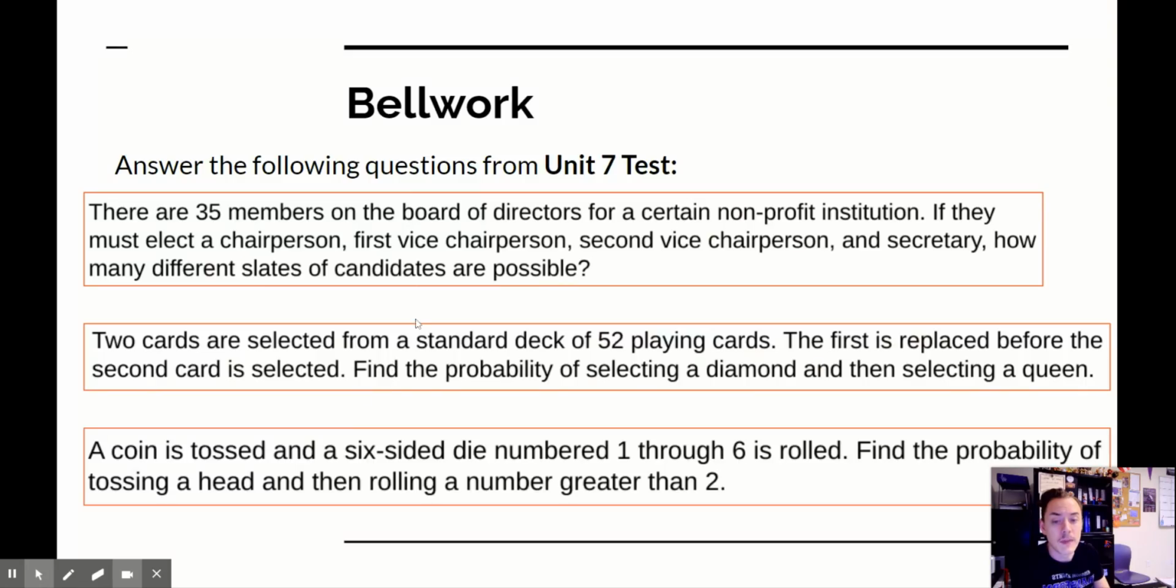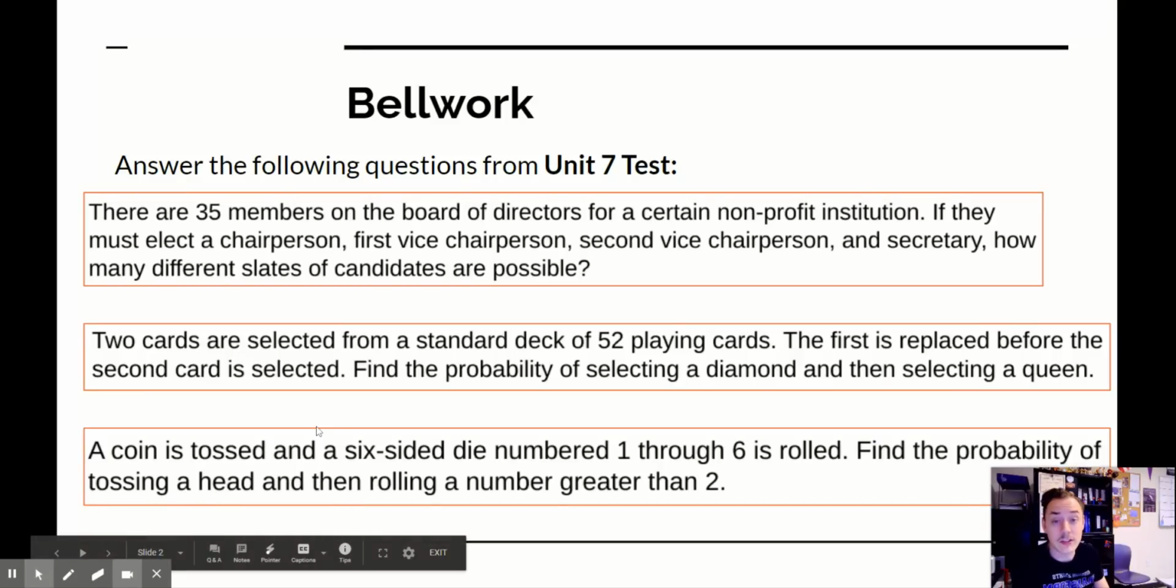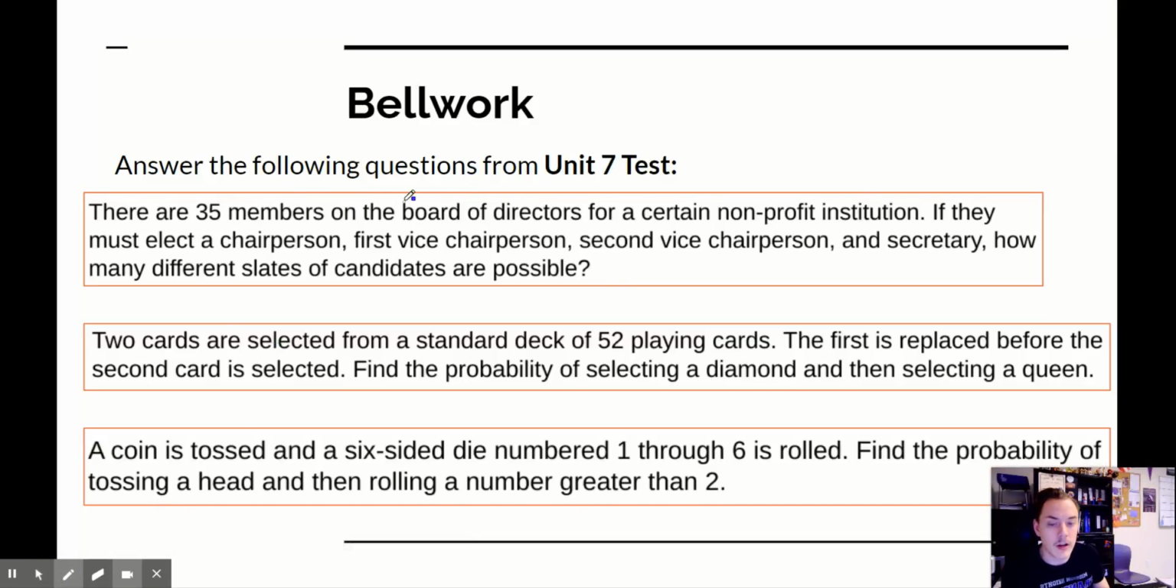So let's get started. I have these bell work questions that I want to get through, and this is just from your Unit 7 test. So let's get started on these. Okay, so this one right here is 35 members on the board of directors for a certain nonprofit institution. So there's 35 total. If they must select a chairperson, vice chair, second vice chair, and secretary, how many different slates of candidates are possible?